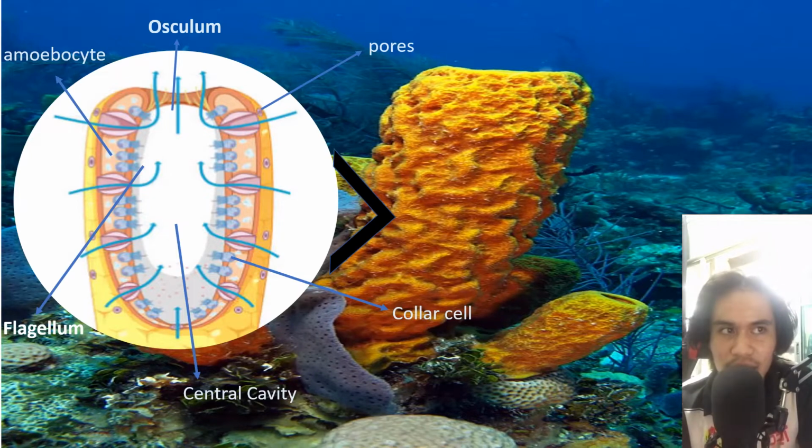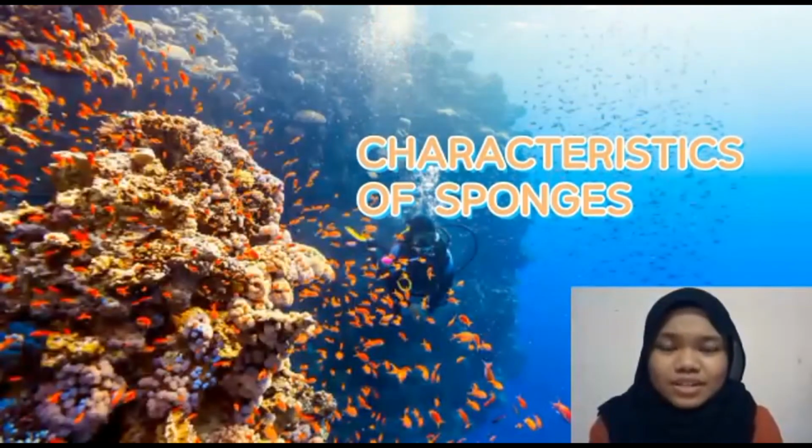The beating of the flagella produces water currents, which flow through the pores into the central cavity and out through the osculum, the upper opening of the body. Even a simple sponge, only 10 cm tall, is estimated to filter as much as 100 liters of water each day. All of sponge cells are able to acquire the oxygen they need for cellular respiration by diffusion from this water.